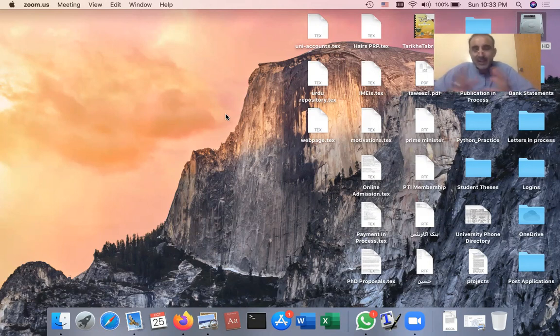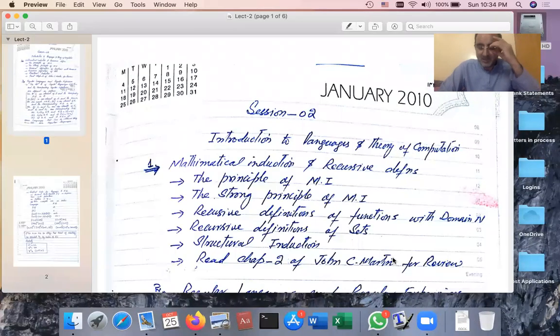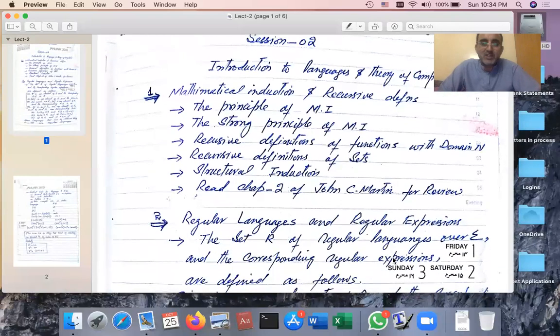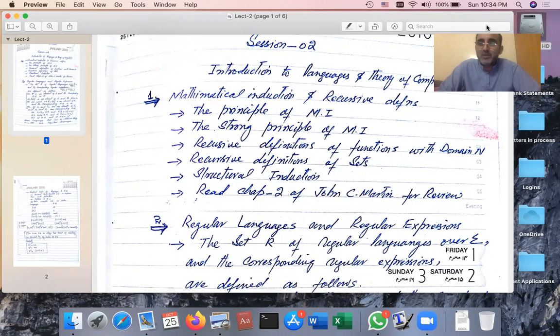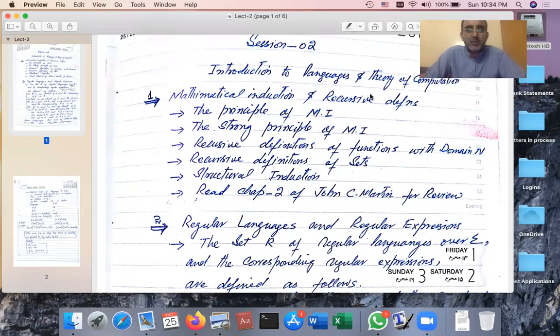So let's start with chapter 2, which is about regular languages and regular expressions. So here on the screen, this is session 2 for us. On the screen, you can see that now we are moving towards regular languages and regular expressions. And before that, we studied some introductory material in chapter 1.